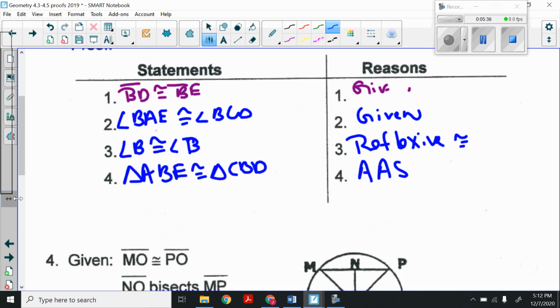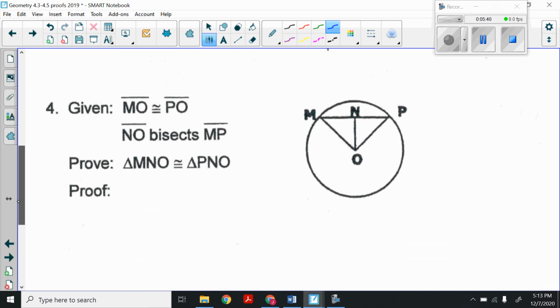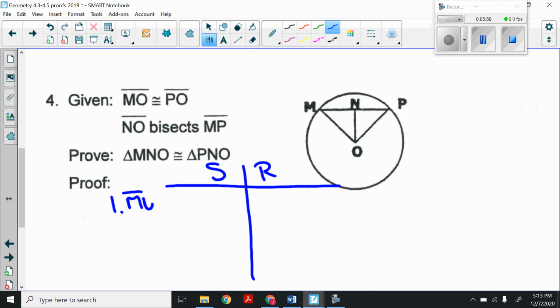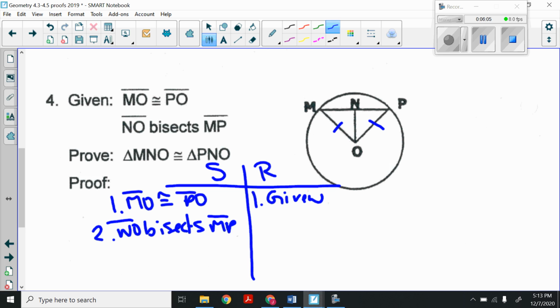All right, the next one. We have a triangle inside a circle. We have to draw our own statement and reason proof here. So number one, MO congruent to PO, given. Let's mark it, MO, PO. Number two, NO bisects MP, also given.